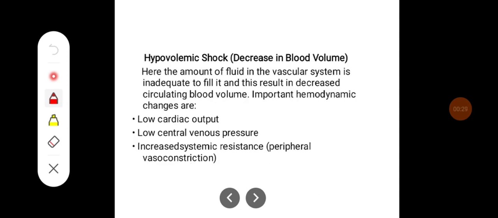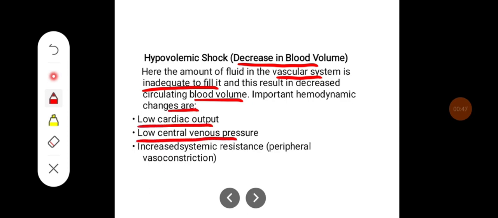Hypovolemic shock. It occurs because of the decrease in the blood volume. Here the amount of fluid in the vascular system is inadequate to fill it, and this results in decreased circulating blood volume. Important hemodynamic changes are low cardiac output, low central venous pressure, and increased systemic resistance, that is, peripheral resistance increases because of the vasoconstriction.